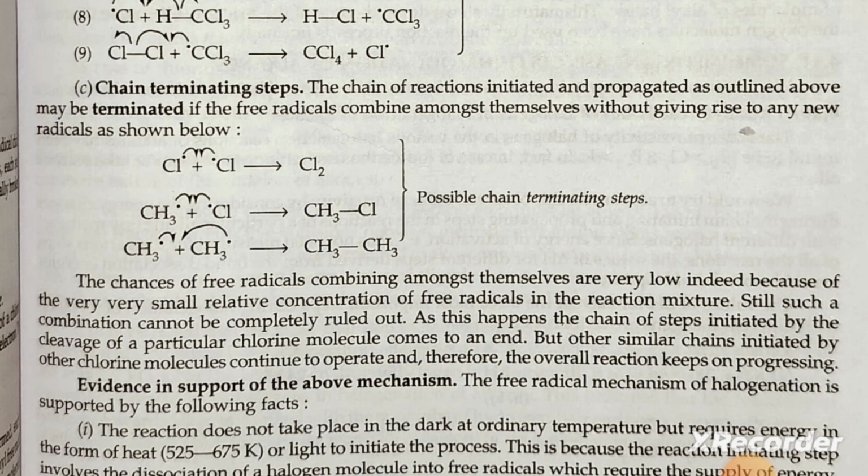The chances of free radicals combining among themselves are very low because of the very small relative concentration of free radicals in the reaction mixture. Still, such a combination cannot be completely ruled out. As this happens, the chain of steps initiated by the cleavage of a particular chlorine molecule comes to an end, but other similar chains initiated by other chlorine molecules continue to operate and therefore the overall reaction keeps on progressing.